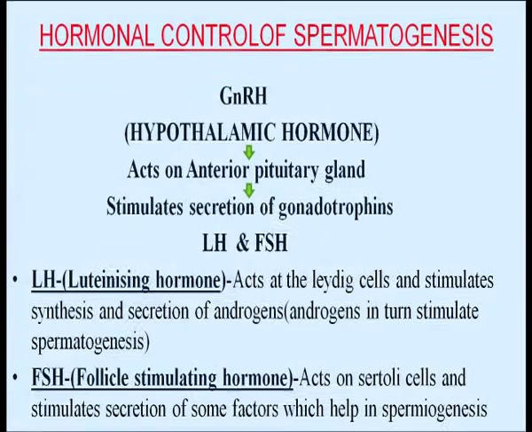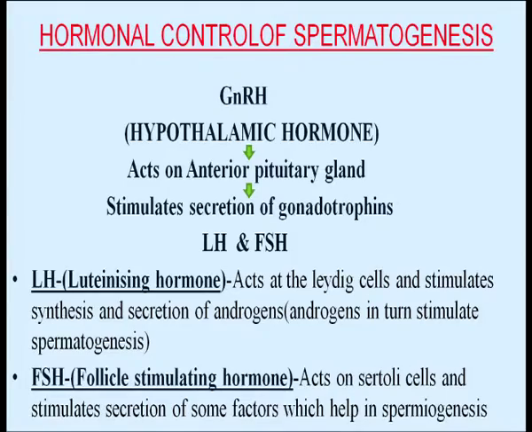Now, what is the hormonal control of spermatogenesis? It starts with GnRH. GnRH is gonadotropin releasing hormone, which is a hypothalamic hormone. It is secreted by the hypothalamus. It acts on the pituitary gland, which stimulates secretion of two gonadotropins. They are LH and FSH. LH is luteinizing hormone, which acts at the Leydig cells and stimulates secretion of androgen, and androgen in turn stimulates spermatogenesis.